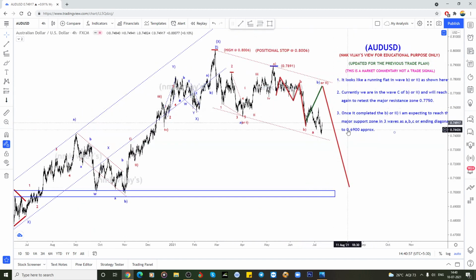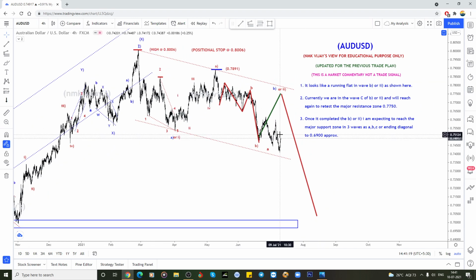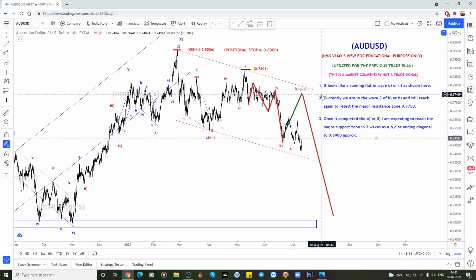So here now I'm looking at either this could be a 1 or A, so this could be a B or 2, or here it could be a B, 1 2 3 4 5, and again it can grind to the downside, and again it may bounce also. So now what I'm trying to explain here is, if it reaches again to that 7750, you have to sell the positions with the stop loss of 0.8006 for the positional stop loss, because it looks like a five-wave structure.